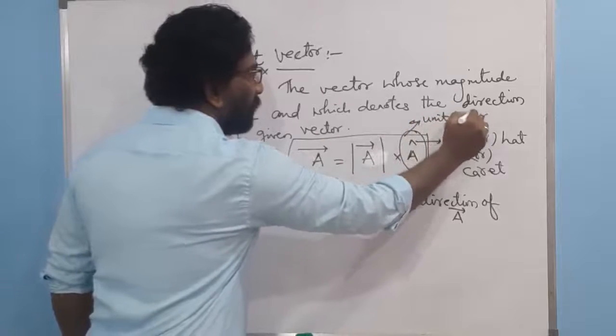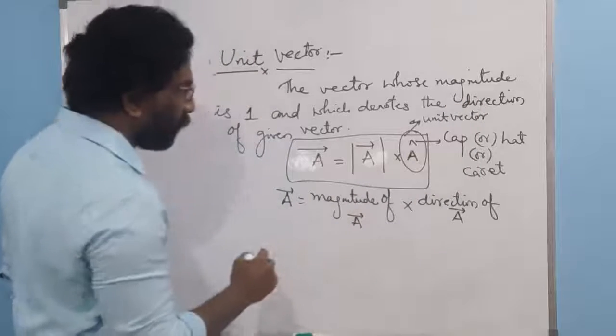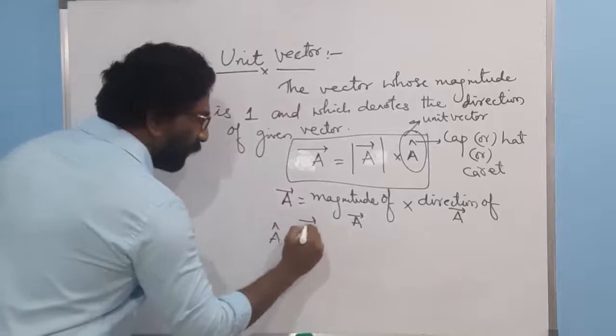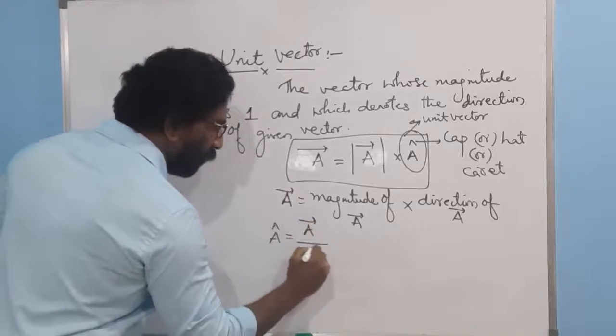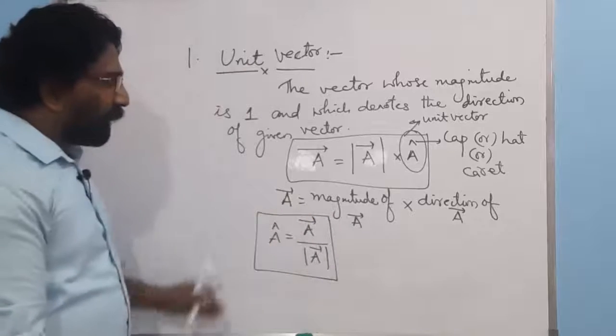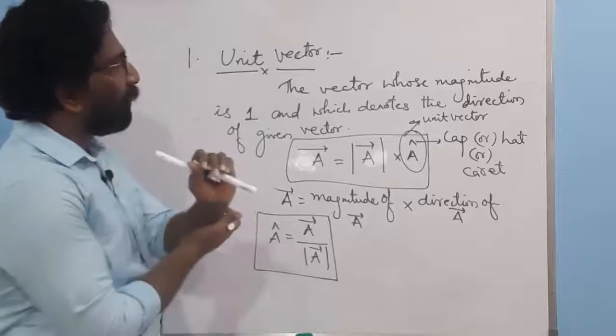So if I write this definition in terms of the unit vector, we can write it as A cap is equal to A vector over mod A. This will be your formula for the unit vector. This is what we have studied about what is meant by unit vector.